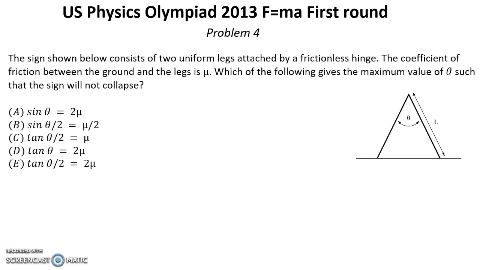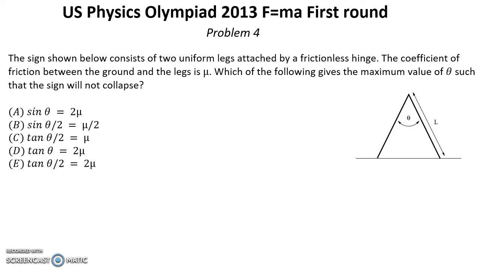US Physics Olympiad year 2013, F equal MA, first round. Problem number 4. The sign shown below consists of two uniform legs attached by a frictionless hinge. The coefficient of friction between the ground and the legs is μ. Which of the following gives the maximum value of theta such that the sign will not collapse?